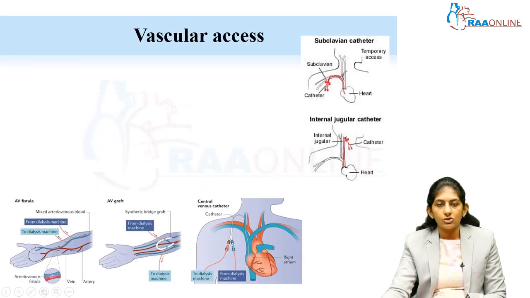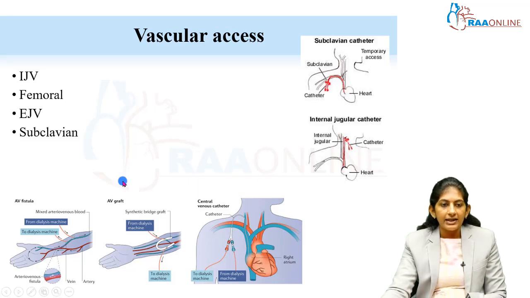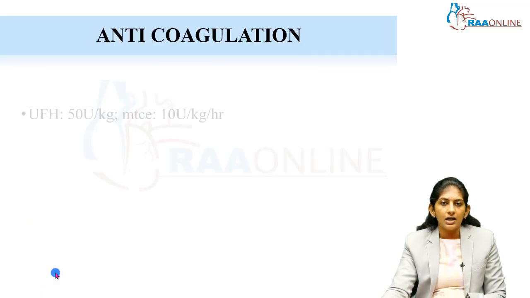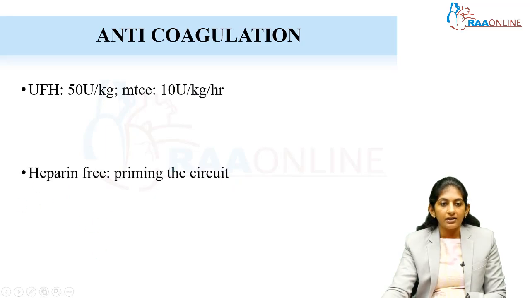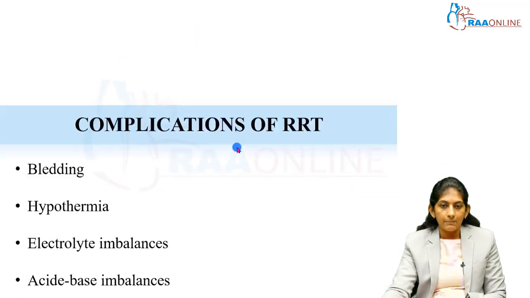What are the various vascular accesses for pediatric RRT? It can be done through a subclavian, IJV, femoral or EJV. AV fistulas and AV grafts are more commonly seen in adults. For anticoagulation, initially we start with an unfractionated heparin bolus of 50 units per kg. Maintenance is done with 10 units per kg per hour. In some cases they also go heparin free, so initially they prime the circuit and then go heparin free, and it is entirely dependent on the nephrologists.